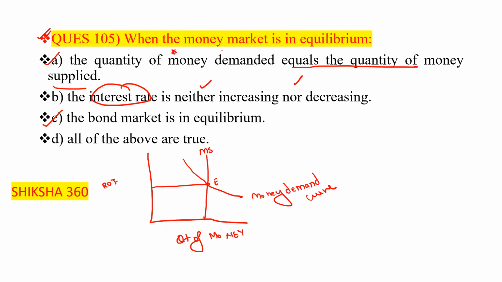The quantity of money demanded QD is equal to QS. The interest rate is neither increasing nor decreasing. The bond market is in equilibrium. All the above three points are correct. So option D is the answer, that is, all of the above are true.